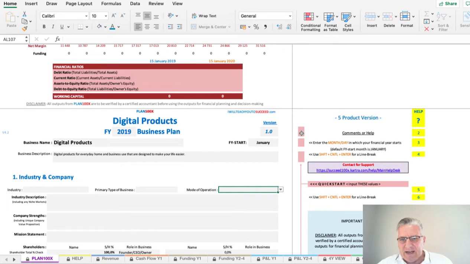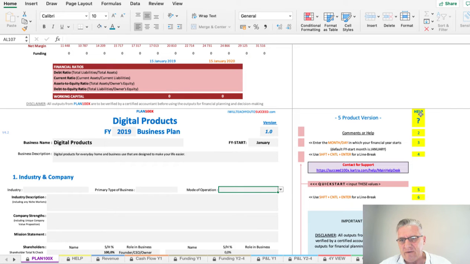Also, on the right-hand side, to the right of this line, is what does not appear on the business plan itself. This is all help on the right-hand side. Firstly, this is a 5-product version. Plan 100X comes in a 5 and a 10-product version. We're using the 5-product version today for this quick start walkthrough.